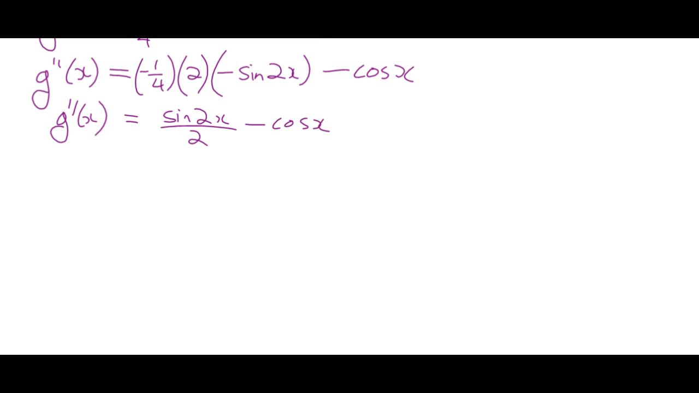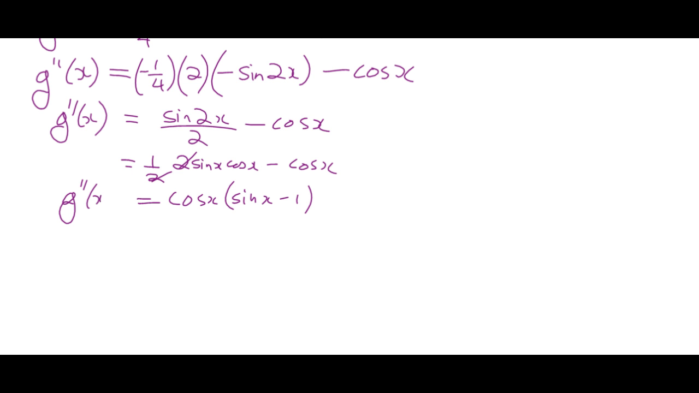We've got 1/2 of 2 sine x cos x minus cos x, so half. We factor out the cos x and get sine x minus 1. That's easy to do now. So we want g double prime of x to be 0, which means that cos x is equal to 0.